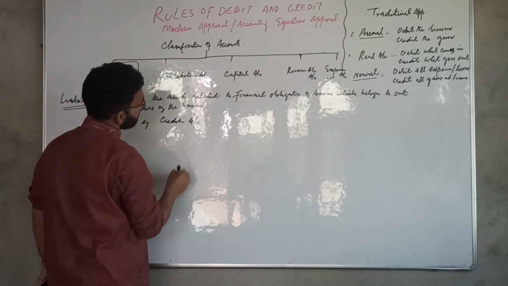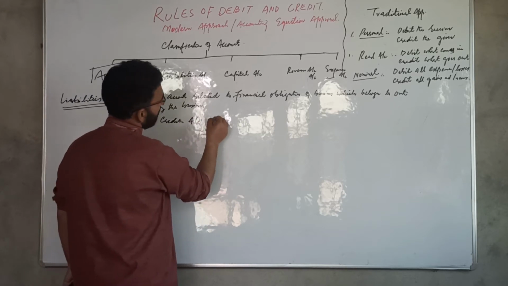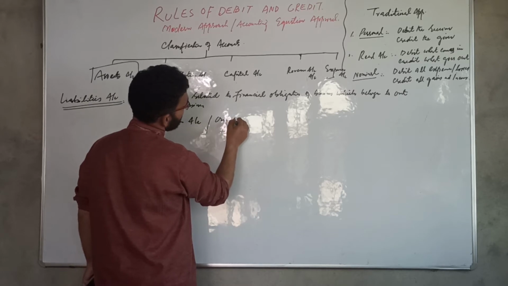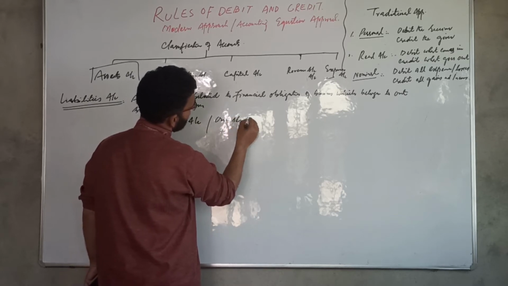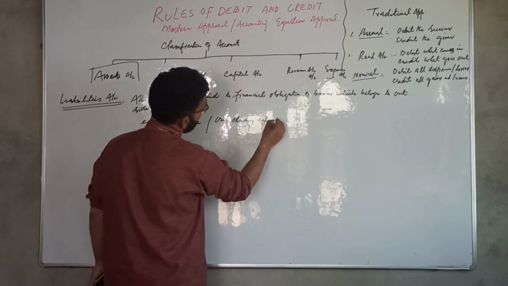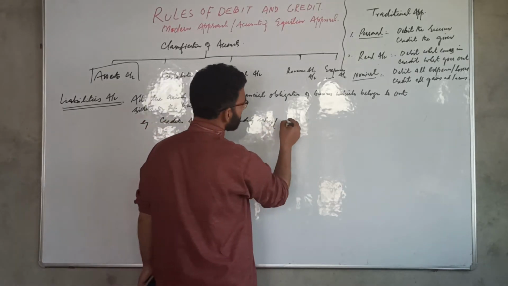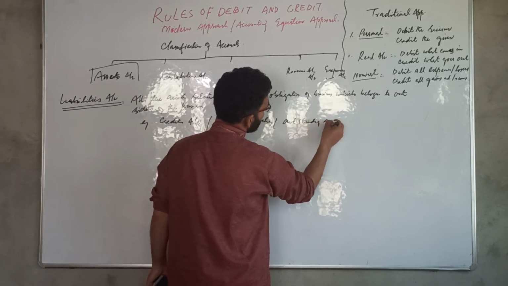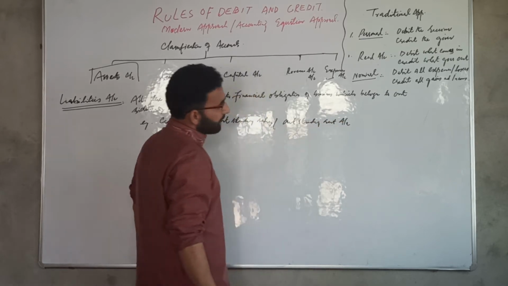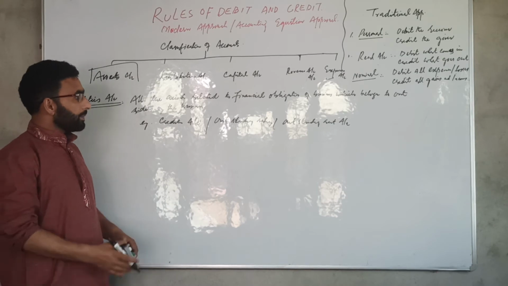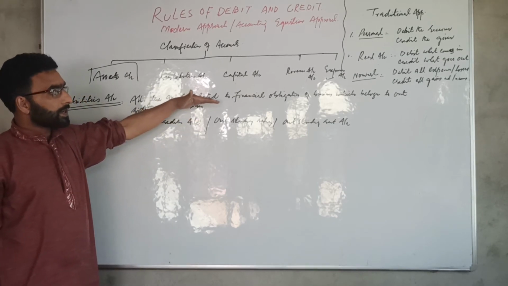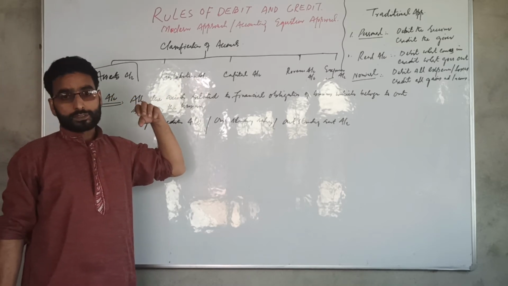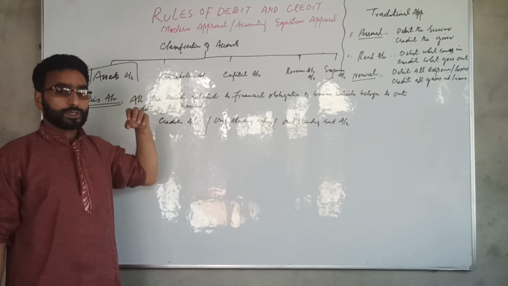Now we have, for example, creditors account, outstanding salary, outstanding rent. All these accounts are liabilities accounts. The main point is that these are the claims of the outsiders of the business. They belong to the outsiders of the business.